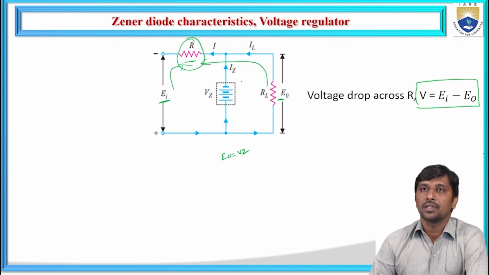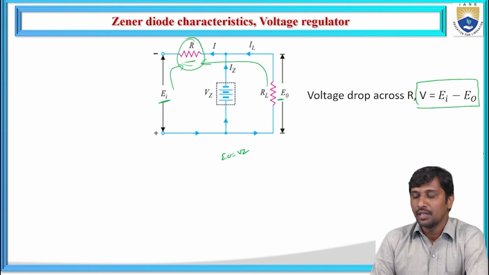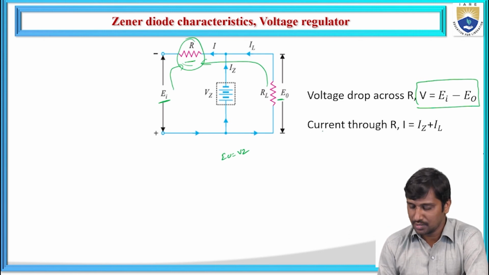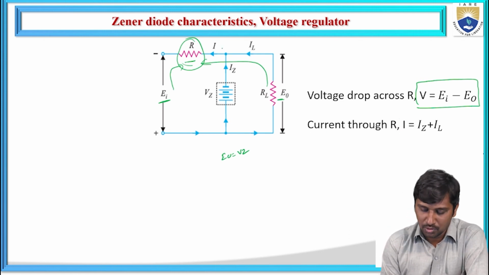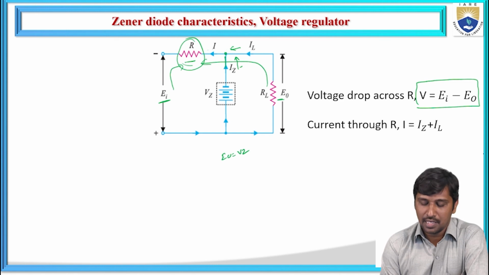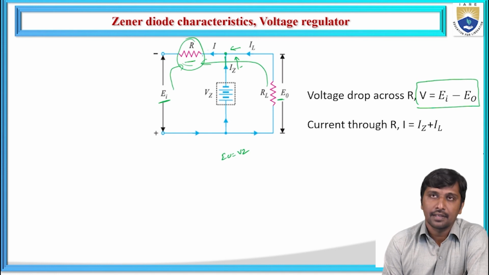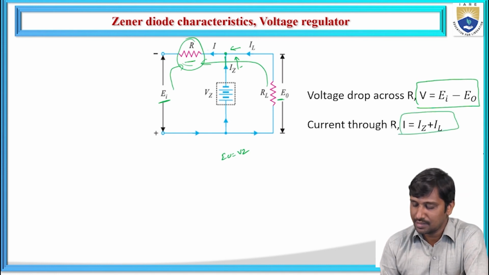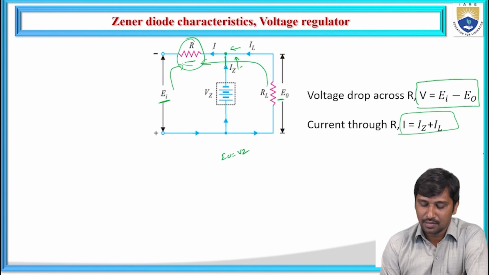Similarly, if you want to calculate the current flowing through R, that is I. At this node, there are two entering currents: one is IZ, one is IL, and the leaving current is I. According to KCL, the leaving current is equal to the entering currents, so the leaving current is I and the entering currents are IZ and IL.